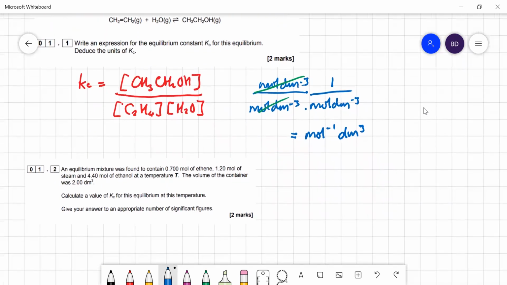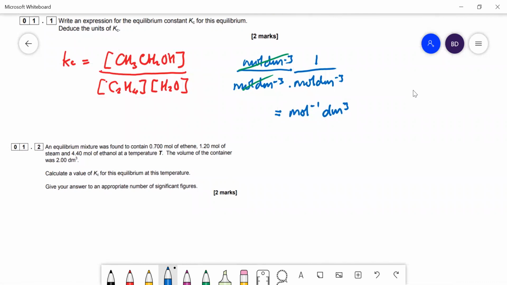Right. An equilibrium mixture was found to contain so many moles of ethene, steam, and ethanol. And the volume of the container was 2 dm cubed. Calculate a value of Kc. So what we've got to do is we've got to put the numbers into this expression here. Don't forget that concentration is equal to the moles over the volume, and the volume they tell us is 2 dm cubed.